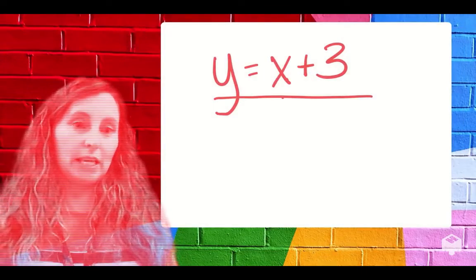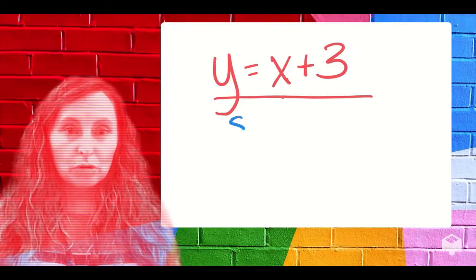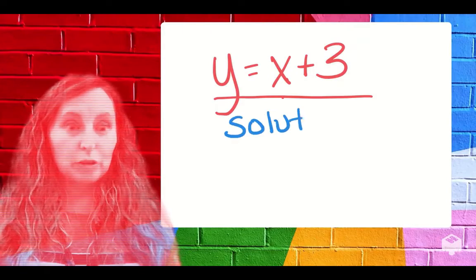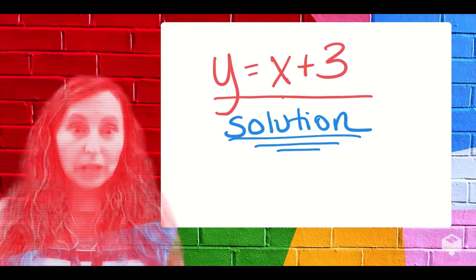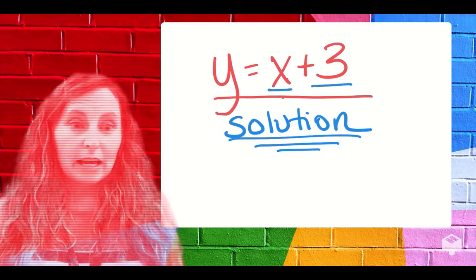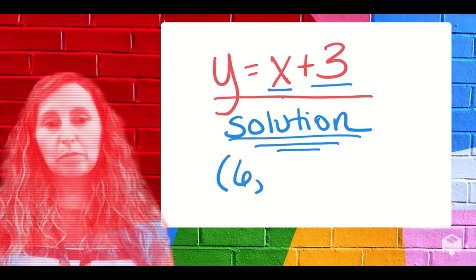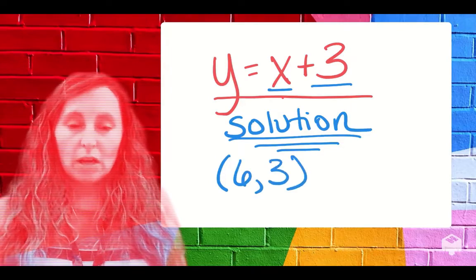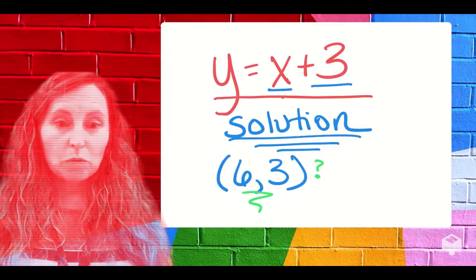The next thing to think about is if you have a point that would make that equation true, then it's said to be called a solution. So if I have an x and a y value, I plug them into this equation, and that equation is true, then I can say it's a solution. So for example, if I had 6, 3, my x value is 6, and my 3 value is the y.